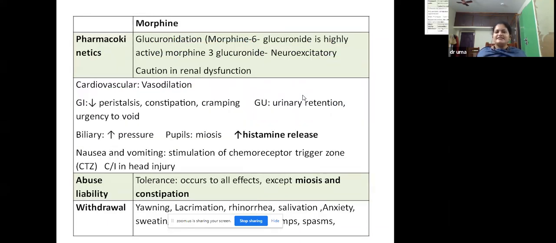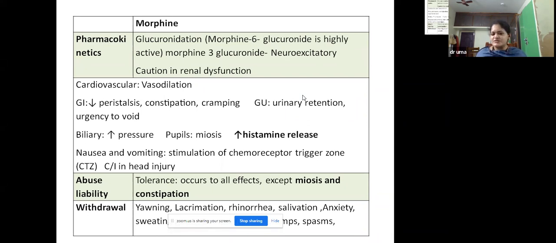Morphine undergoes glucuronidation. It produces morphine-6-glucuronide and morphine-3-glucuronide. These are produced normally, but when given in renal dysfunction cases, they produce a neuroexcitatory state. So caution in renal dysfunction. In the cardiovascular system, they produce vasodilatation. In the GI tract, they decrease peristalsis and produce constipation as a side effect. In the genitourinary system, they produce urinary retention and urgency to void. In the biliary tract, they increase the pressure, so it should not be given in undiagnosed abdominal pain.